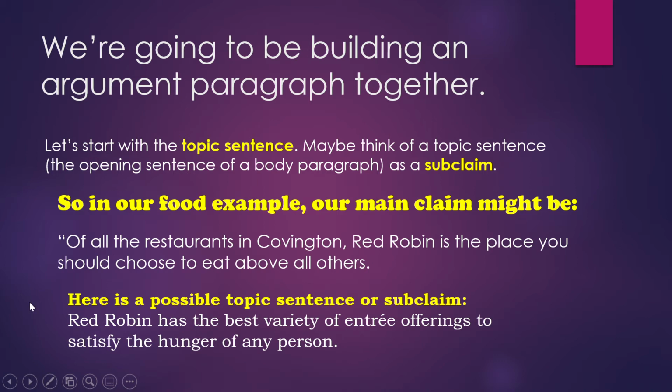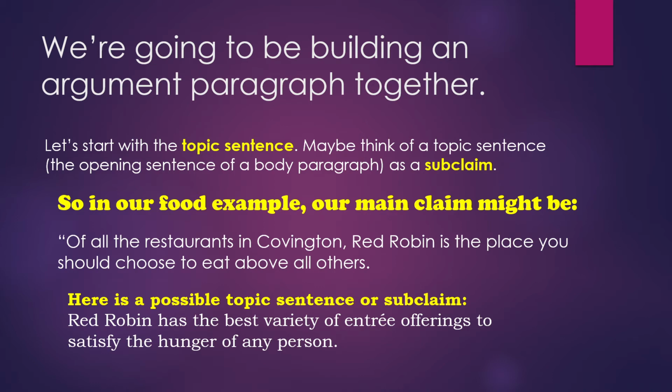So we're going to be building this paragraph together right now. So we're going to start with that topic sentence. Maybe think of a topic sentence as a subclaim. Remember, there's probably a larger main claim going on. So in our food example, our main claim of the whole essay might be something like, of all the restaurants in Covington, Red Robin is the place you should choose to eat above all others. Okay, that's the main thing. And what we've given you is a reason why, a subclaim. It's a topic sentence for that body of the paper.